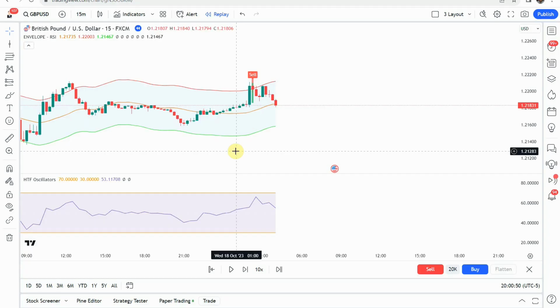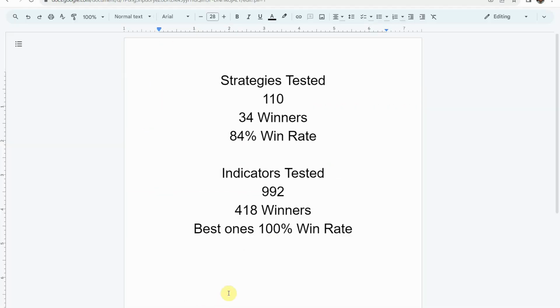Alright, as I said, today we will be testing a 15-minute scalping strategy. Before we do though, I wanted to put the testing scoreboard up for everyone to see. So to date, we have tested a total of 110 different strategies, with 34 of them being winners. The best one so far was able to achieve an 84% win rate. That is the Academy of Forex indicator with the Z-score probability indicator.